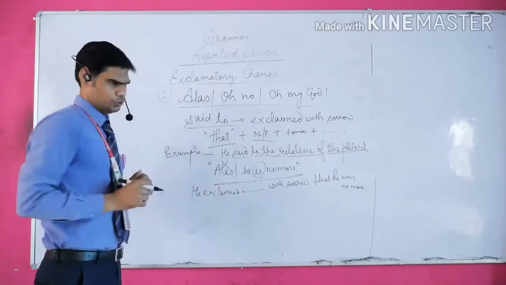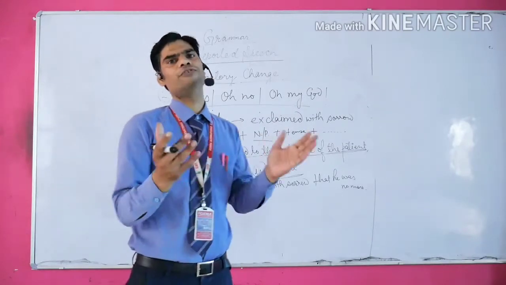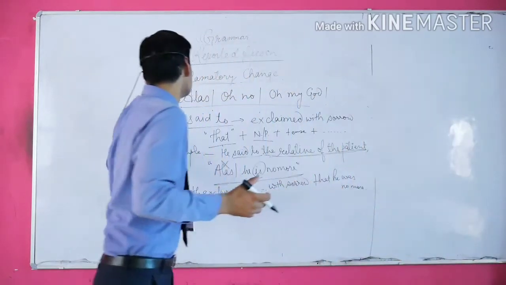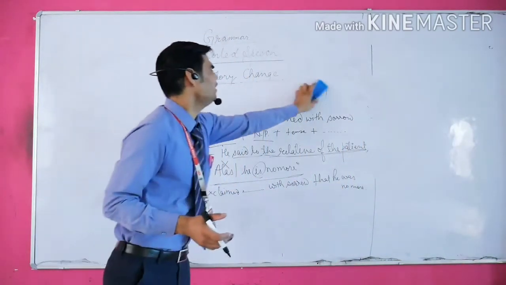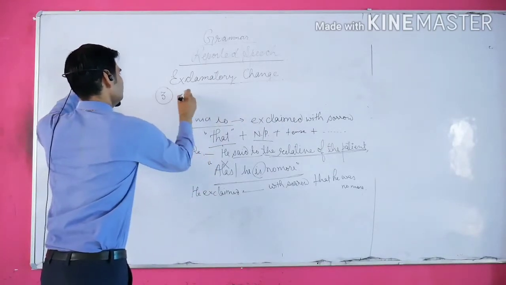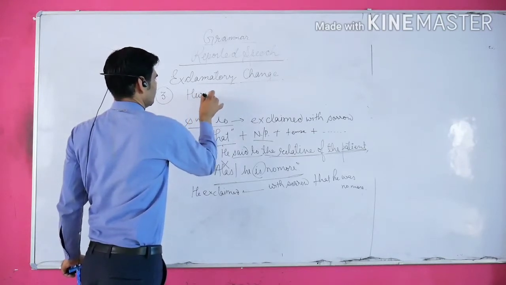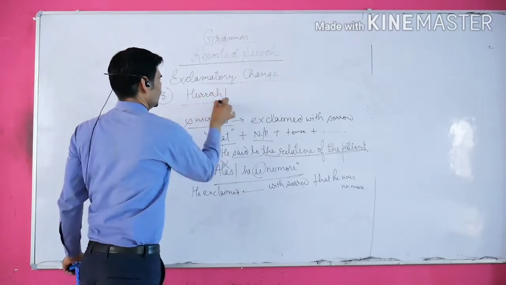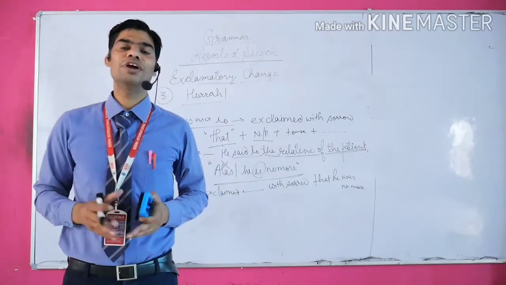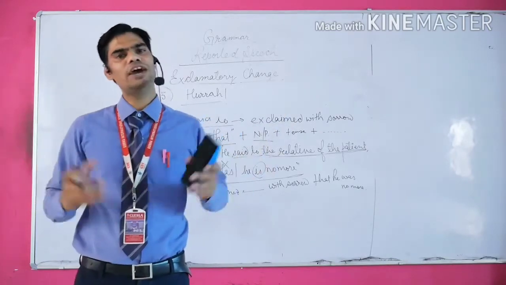Third part we will teach you. Now in the third part, we have joyfulness. Joyfulness means when we are happy. In the third part we have hooray. We express feeling like hooray when we are happy. Suppose we have won something. Suppose we have won any game.